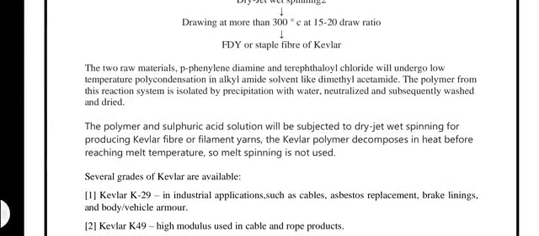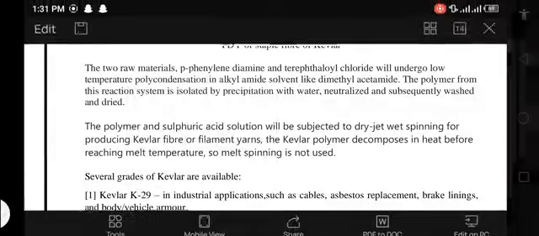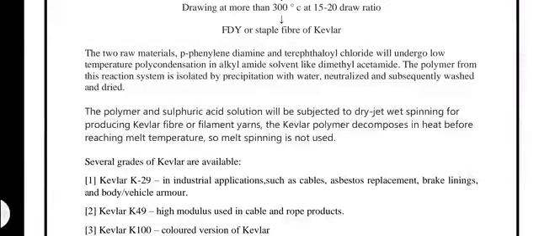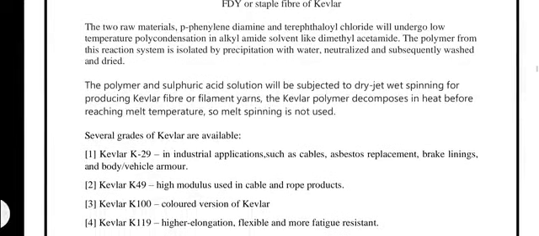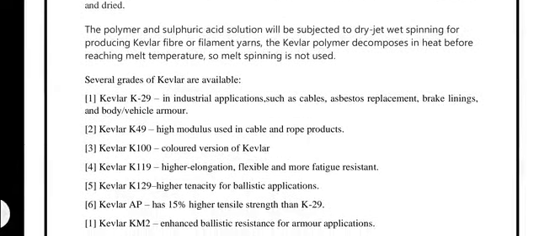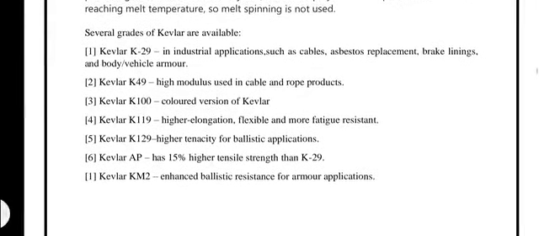The two raw materials, paraphenylene diamine and terephthaloyl chloride, will undergo low temperature polycondensation in an alkyl amide solvent like dimethyl acetamide. The polymer from this reaction system is isolated by precipitation with water, neutralized, and subsequently washed and dried. The polymer and sulfuric acid solution will be subjected to dry jet wet spinning for producing Kevlar fiber or filament yarn. The Kevlar polymer decomposes in heat before reaching the melt temperature, so melt spinning is not used.